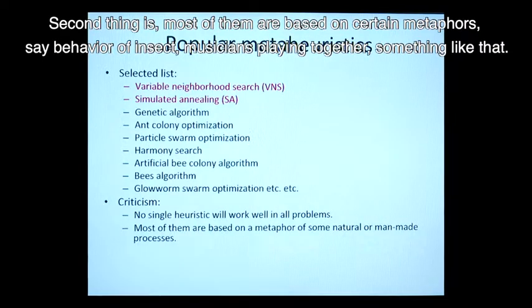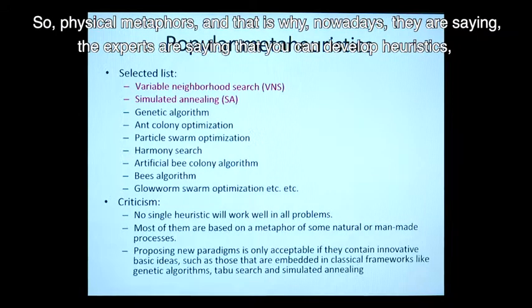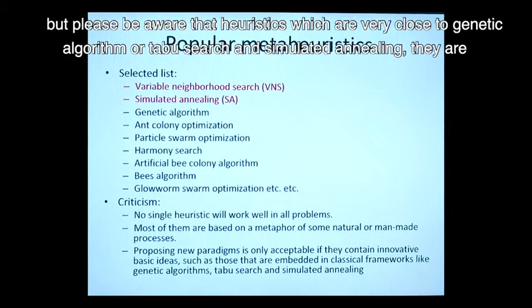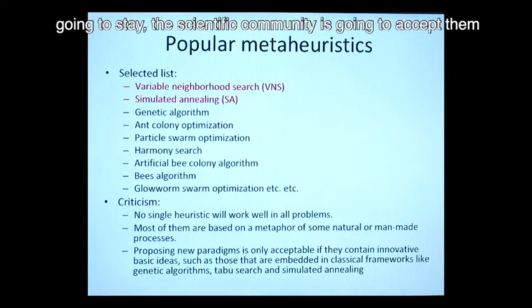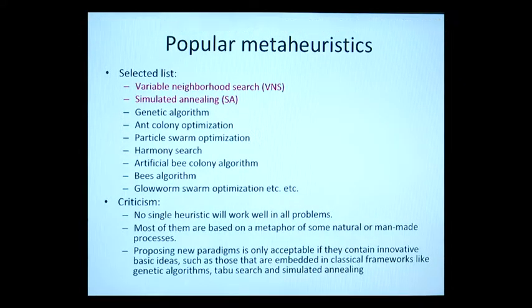Second thing is, most of them are based on certain metaphors, say behavior of insects, musicians playing together, something like that. So, physical metaphors, and that is why nowadays the experts are saying that you can develop heuristics, but please be aware that heuristics which are very close to genetic algorithm or taboo search or simulated annealing, the scientific community is not going to accept that thing.